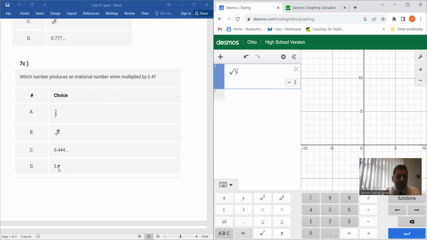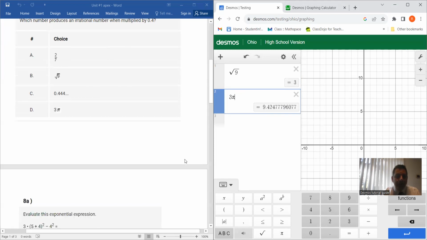Notice that you have this last choice here, 3 pi. The calculator that the state gives you has a pi button. And again, there you go. There's the number that continues on forever without repeating, making it irrational.